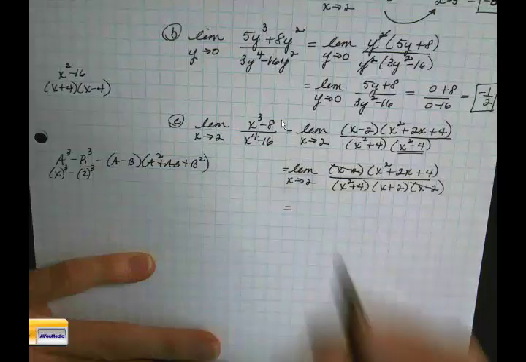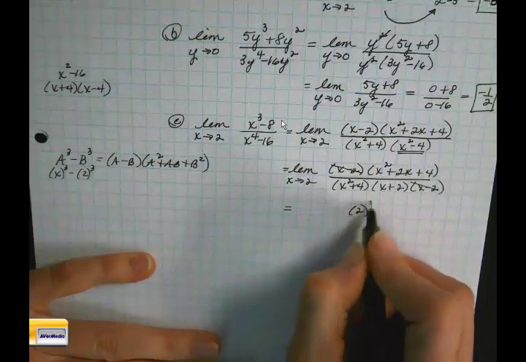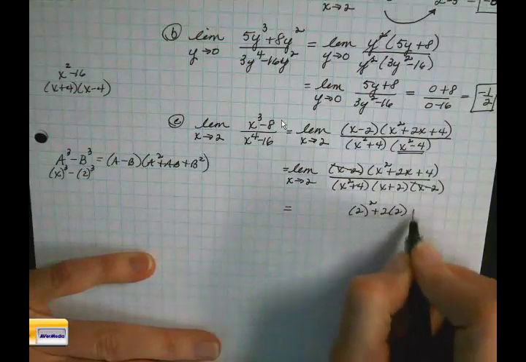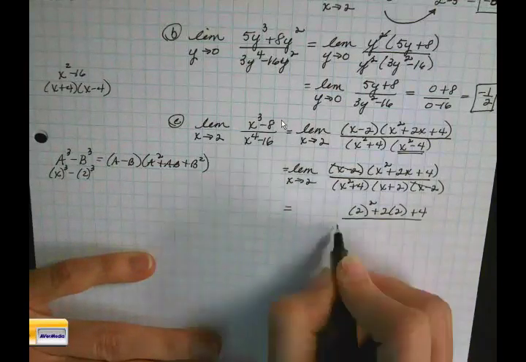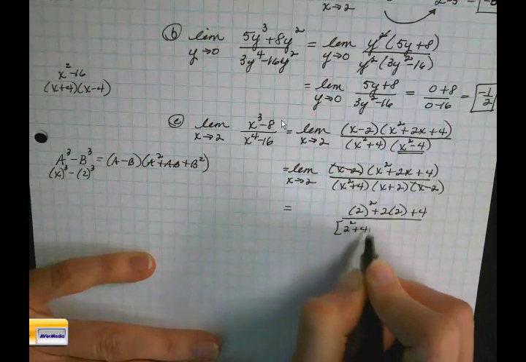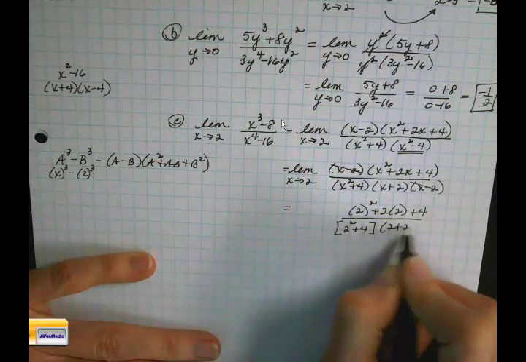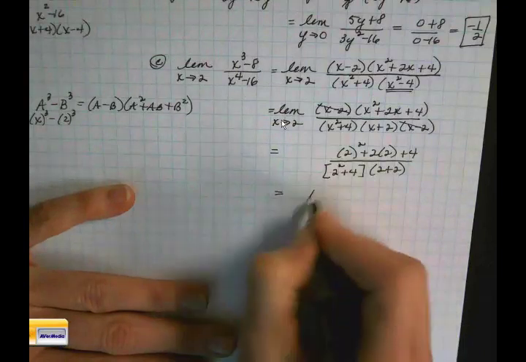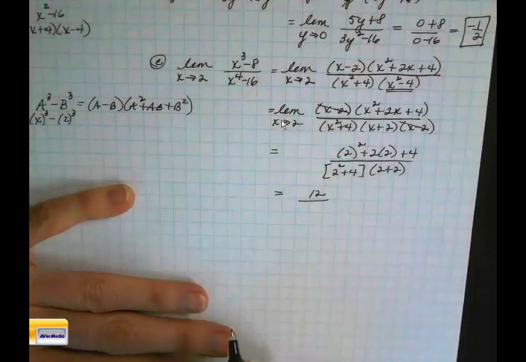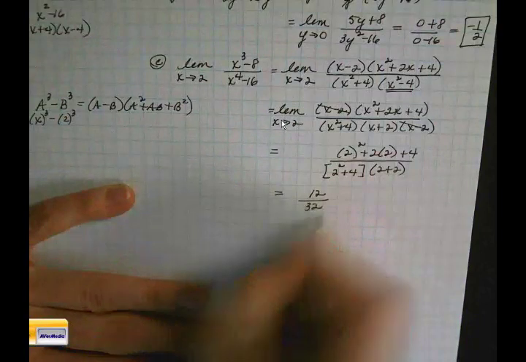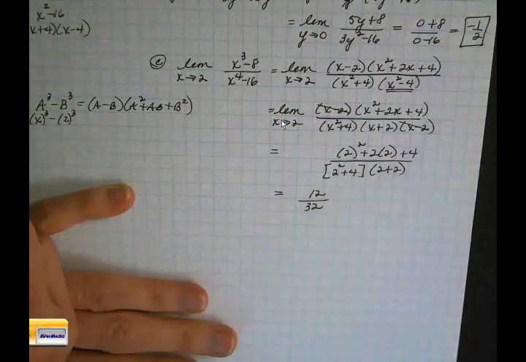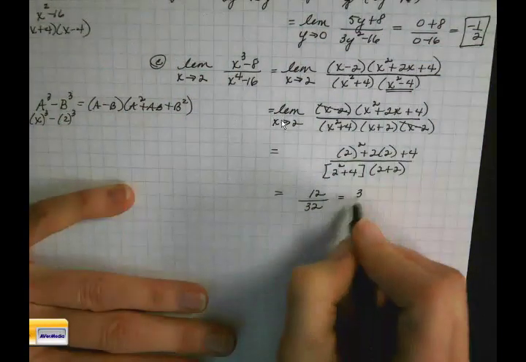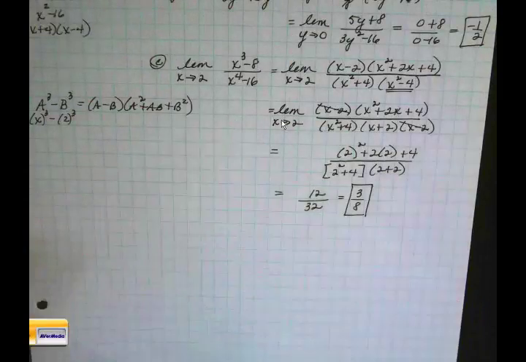Okay, so now I'm not writing the limit anymore because I'm putting numbers in. This is going to be 2 squared plus 2 times 2 plus 4 over 2 squared plus 4 times 2 plus 2. How about some order of operations on this? It's a 4 plus 4 plus 4 on the top, and a 4 plus 4, which is 8, times 4, which is 32 on the bottom. Am I right? So is it 3/8? There it is.